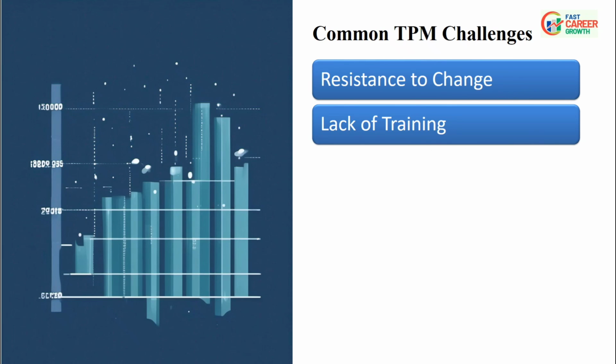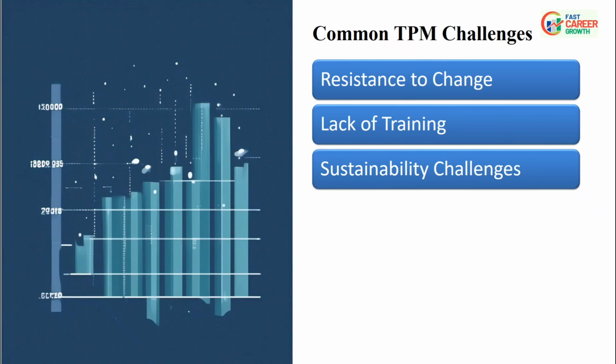Sustainability challenges. Discuss the difficulty in sustaining TPM initiatives over the long term. To overcome this, stress the importance of regular monitoring and continuous improvement, as well as creating a culture that values and reinforces TPM practices. Limited resources.